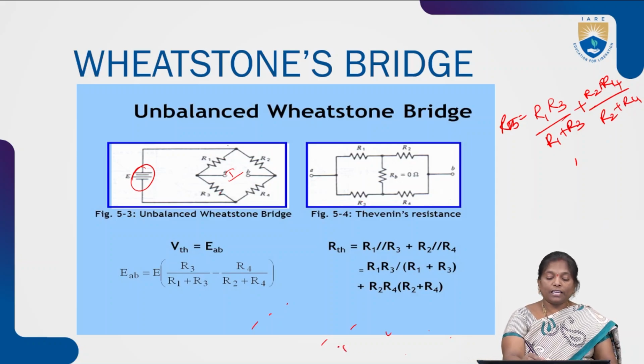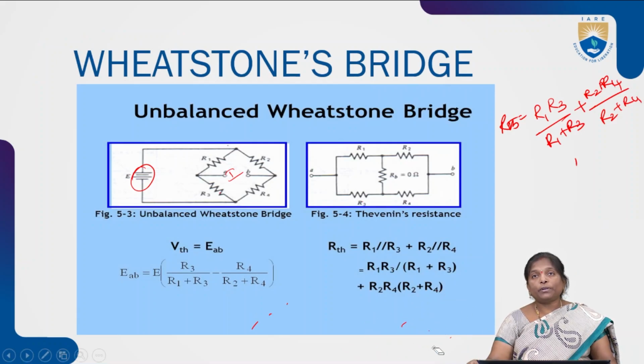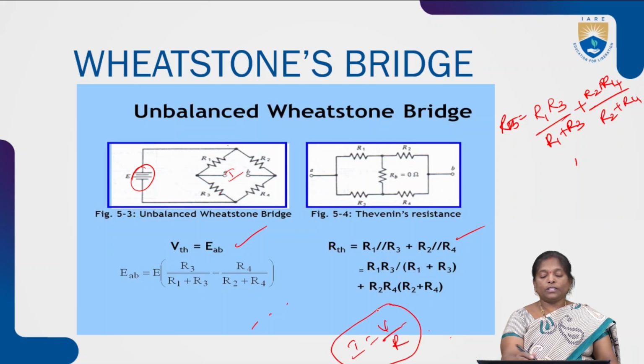With this, we can measure I Thevenin as the current passing through the galvanometer, which can be represented as V Thevenin by R Thevenin. Whereas if you want to get I Thevenin, it is V Thevenin by R Thevenin plus the resistance of the galvanometer. This is how to measure the current passing through the galvanometer when the bridge is in unbalanced condition. By measuring V Thevenin and R Thevenin, finally I equals V by R. With this we can measure the current passing through the galvanometer.